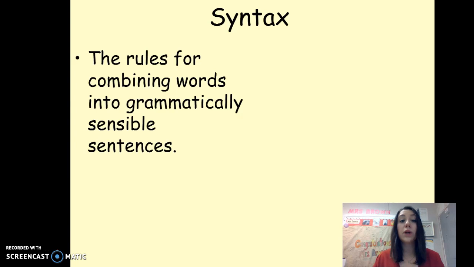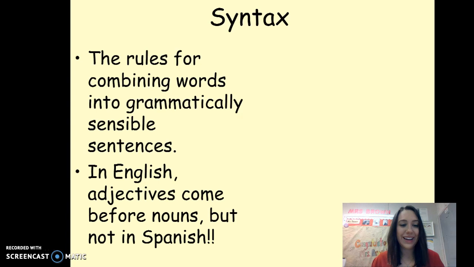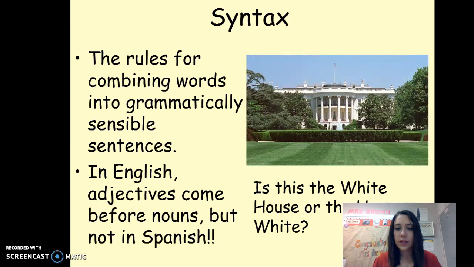Syntax are the rules for combining words into grammatically sensible sentences. And so in English, we know that adjectives come before nouns, but in Spanish, it's the other way around. And so we have these rules, not for meaning, but just to make sure that our sentences make sense grammatically. Is this the White House or the House White, right? I think in Spanish, it's a little rusty. It'd be like Casablanca, but in English, obviously, it's White House. No, I did it right.